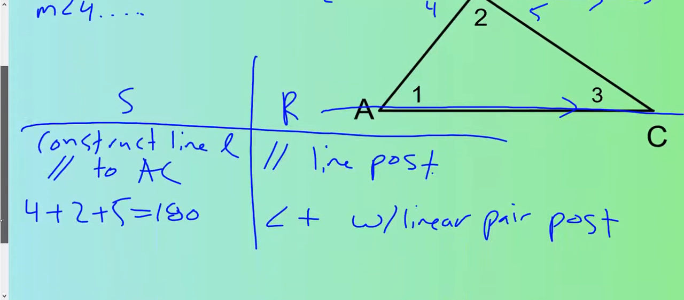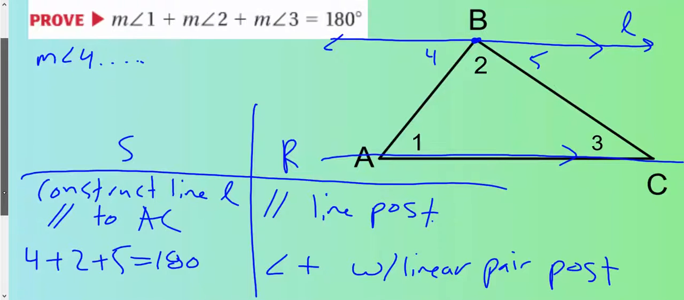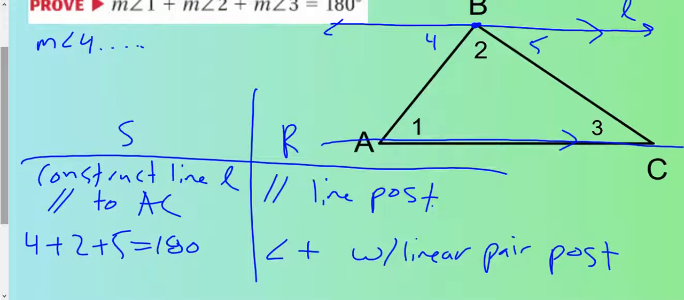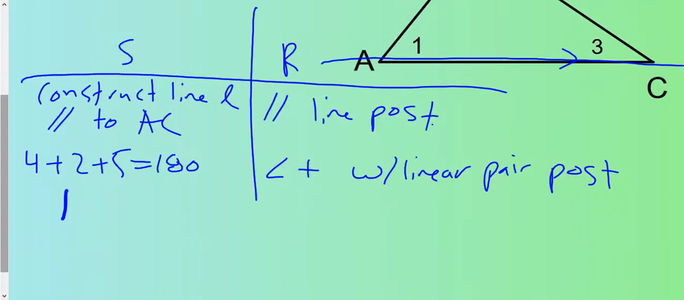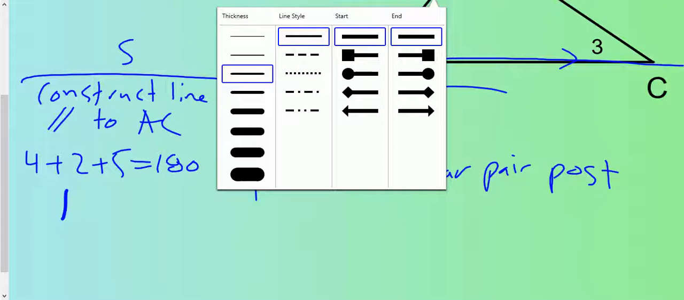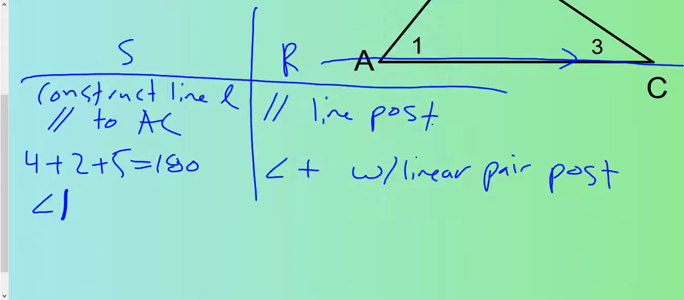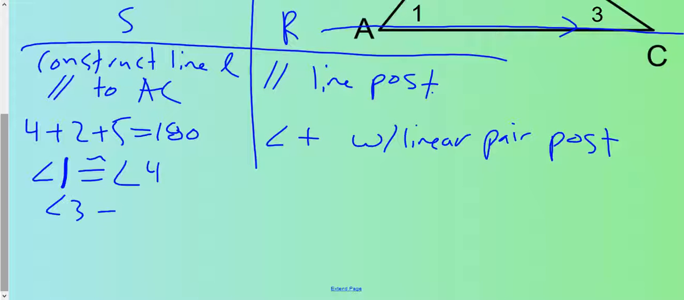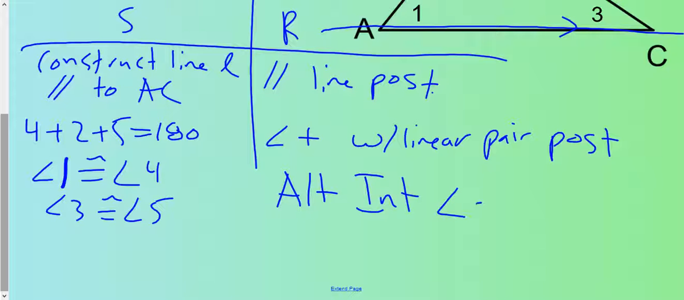Now 1 and 4, since we know that the lines are parallel, 1 and 4 are alternate interior angles, so they're equal. Same with 3 and 5. 3 and 5 are alternate interior angles, so they're equal. So I say angle 1 is congruent to angle 4, and 3 is congruent to 5. And they're alternate interior angles.